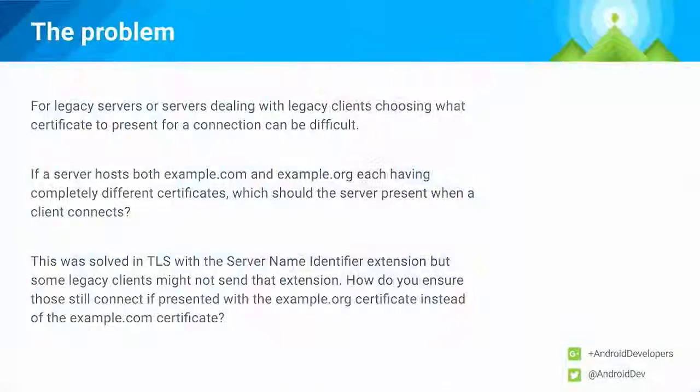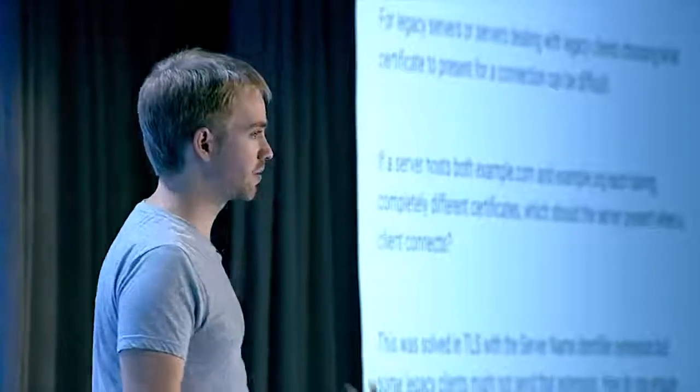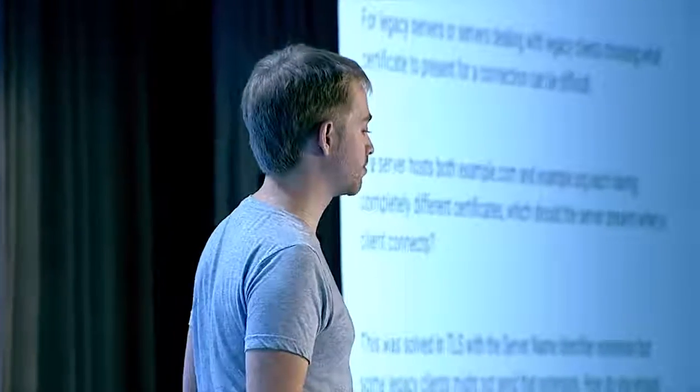So the problem that gets a lot of people to take code off the internet is that dealing with legacy clients or legacy servers can be kind of tricky. Say you have a server, and on that server you host a bunch of different domains, like most servers do. You have example.com, example.org, and say even android.com. And each of these has a completely different certificate. When you connect, the client says, hi, I want to talk TLS. Please give me your certificate. Which one do you provide? You've got 3 possibilities. You need to provide one.